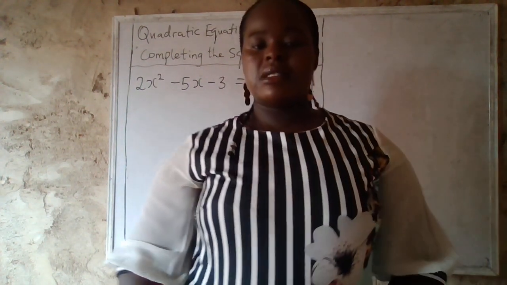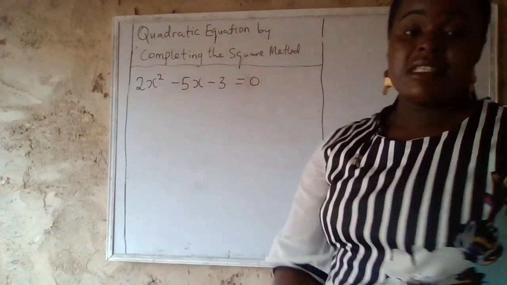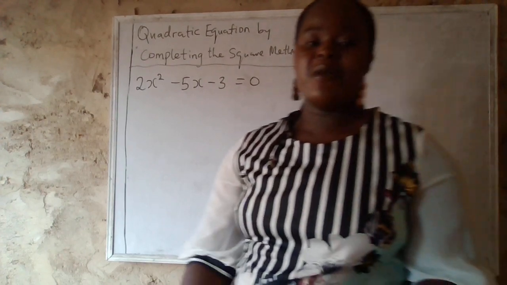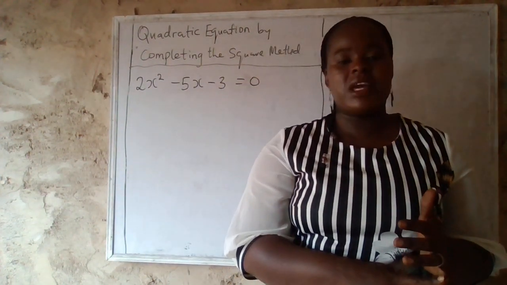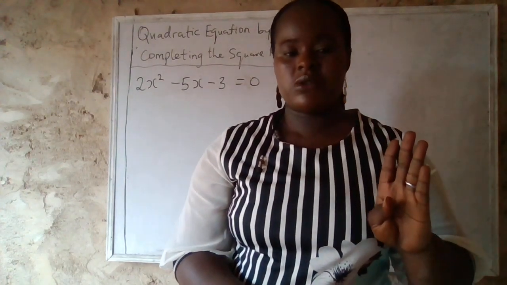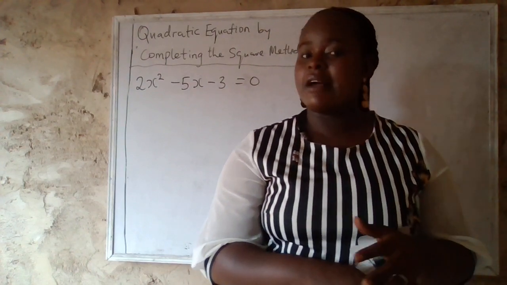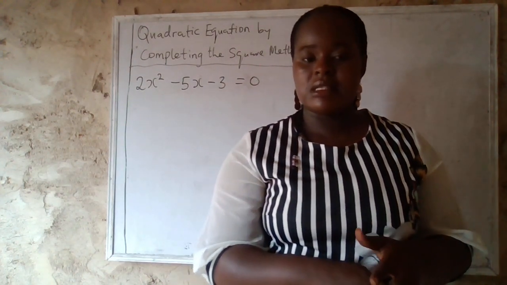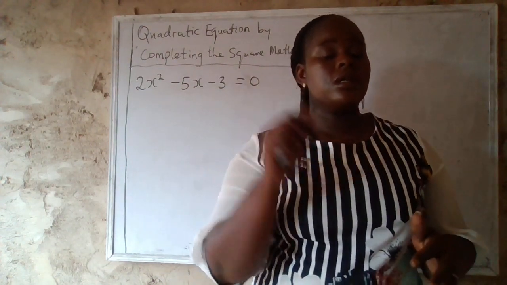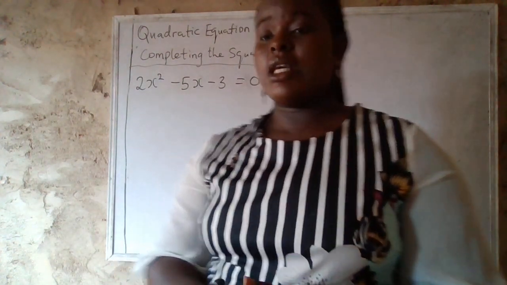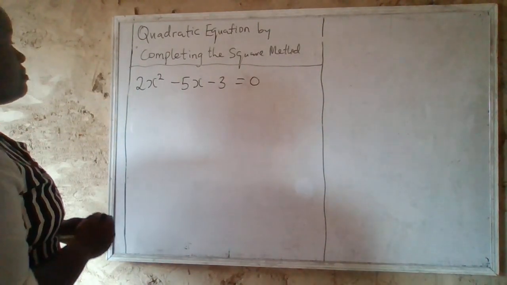Today we'll be discussing quadratic equation by completing the square method. Remember, in our previous quadratic equation class we said we have four methods of solving quadratic equations. The first one, the factorization method, we have done with it. The completing the square, the formula method, and the graphical method. So today we are going to be looking at the completing the square method.